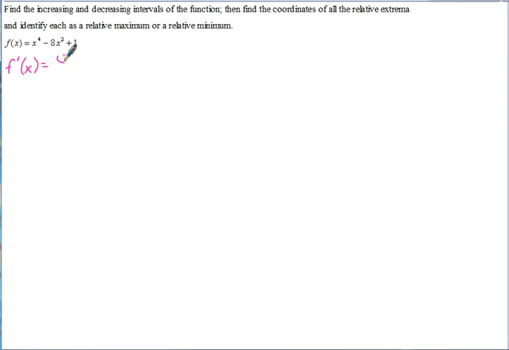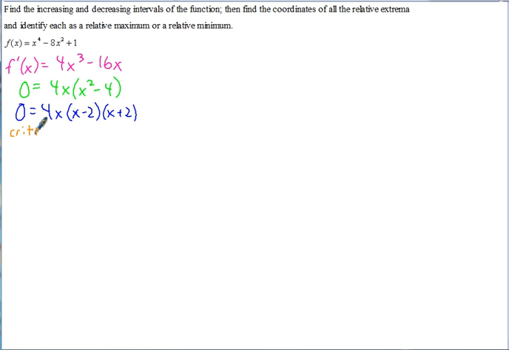Here the first derivative would be 4x cubed minus 16x. In this case, that will never be undefined, so we just need to figure out where this is 0. You would factor out 4x as a GCF. You'd be left with x squared minus 4. And then you can use difference of perfect squares factoring to factor the x squared minus 4 into x minus 2 and x plus 2. So our critical numbers would be from the 4x, x equals 0, from the x minus 2, you get x equals 2, and from the x plus 2 equals 0, you get x equals negative 2.